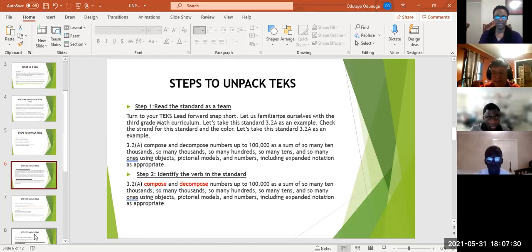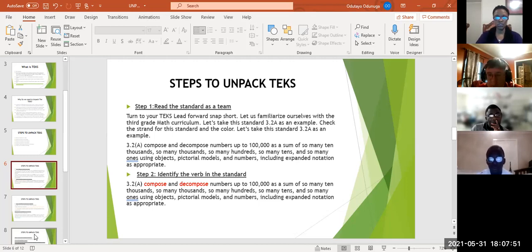Steps to unpack TEKS. Does anyone have questions so far? Okay. Steps to unpack TEKS. Step one, like we said, we're going to read the standard as a team.